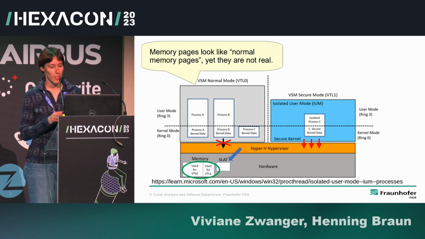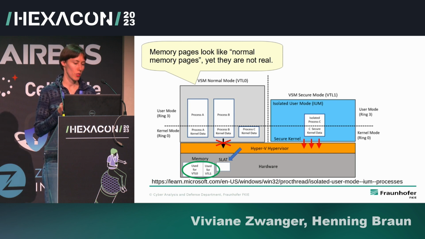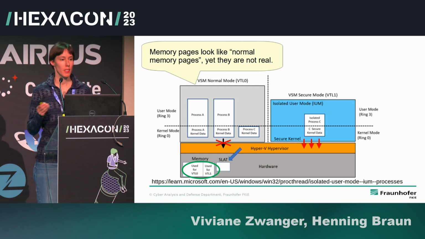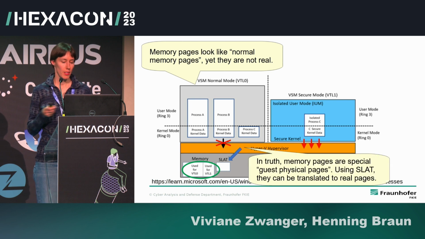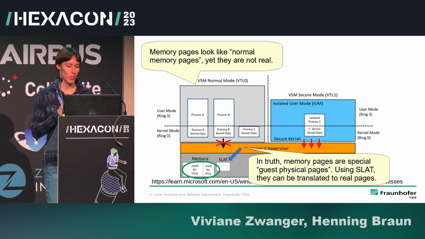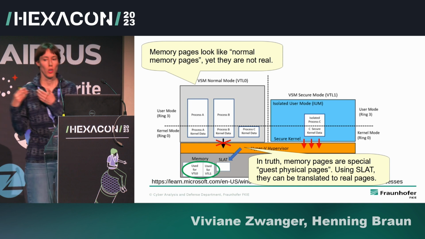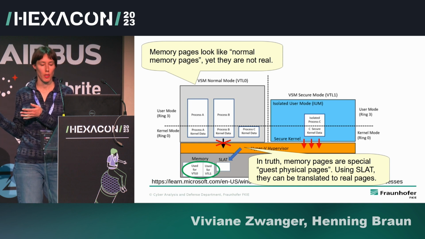It's about memory accesses, and whenever the operating system accesses memory, then it looks totally normal for the operating system. So the operating system thinks that it's normal physical memory, and it doesn't see that it's not, but actually, these memory pages aren't real physical pages. In fact, they are guessed physical pages. And using SLAT, second level address translation, they can be translated to real pages, also called system physical pages.